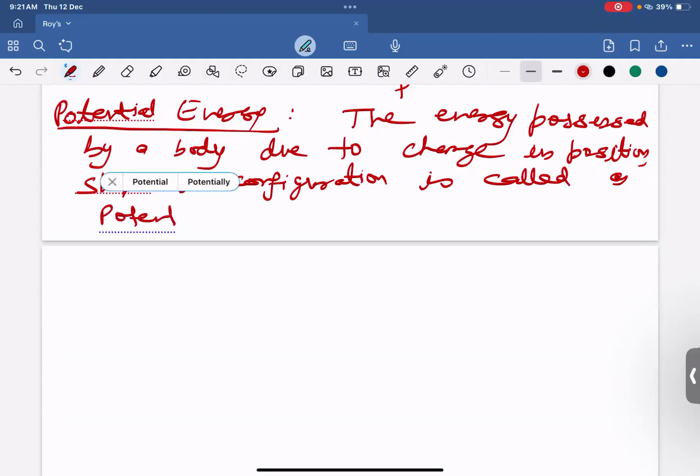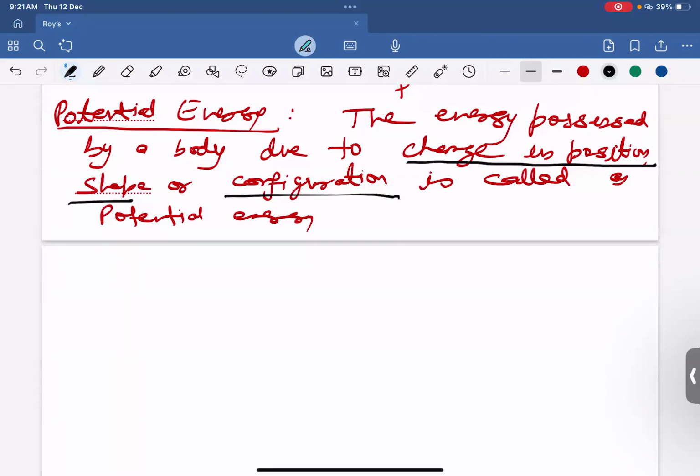Now, Neil, you might have noticed that whenever you want to change the position, or change the shape, or change the configuration, you have to do some kind of work, right?